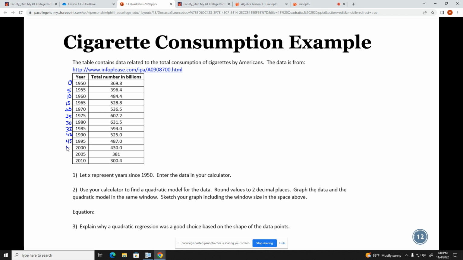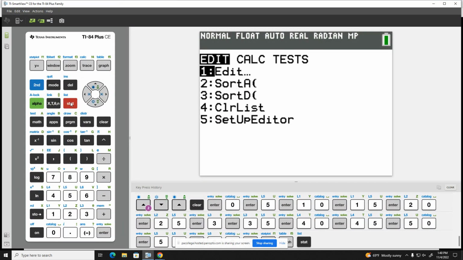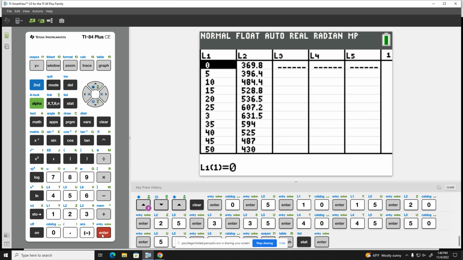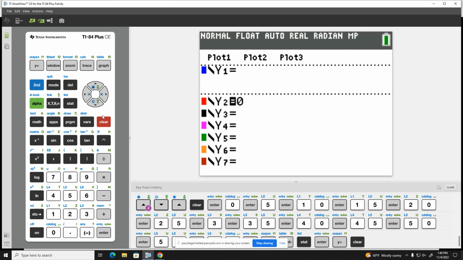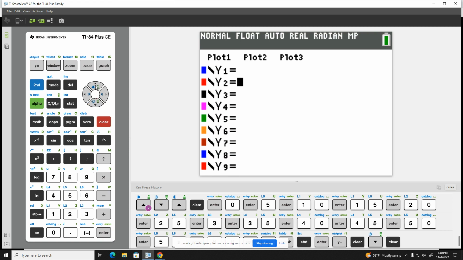So in my calculator, these numbers that are going by 5s are going to be my list 1, and then the actual data is going to be my list 2, these numbers. I did work ahead, and so in stat, I have already entered this data. The next thing I want to do is take a look at the plot. So I'm going to go into my y equals, clear out what I had from before, and arrow up and turn plot 1 on.